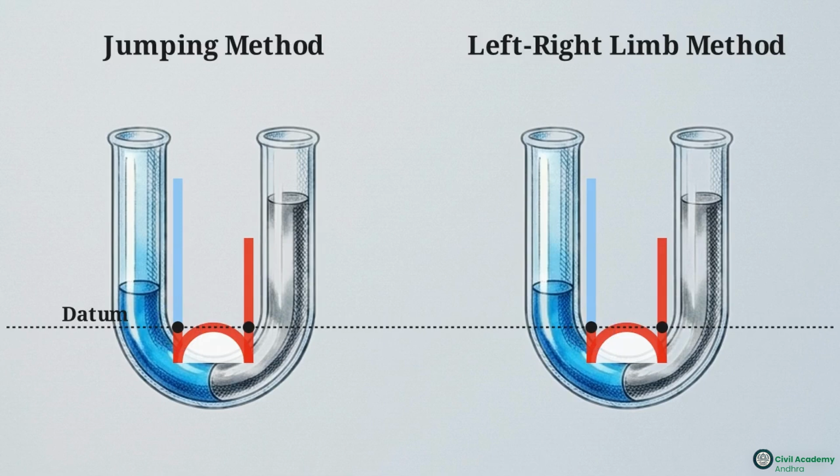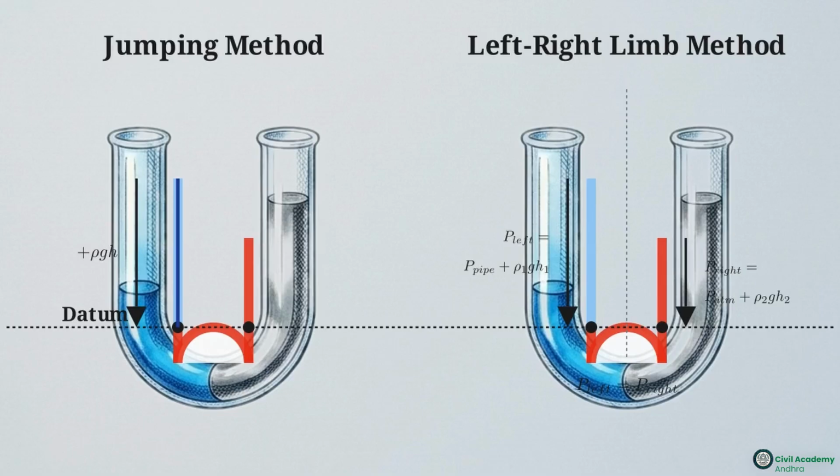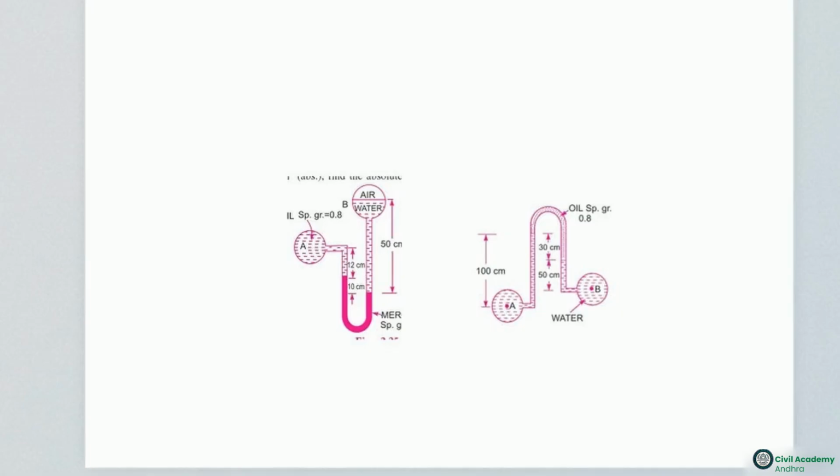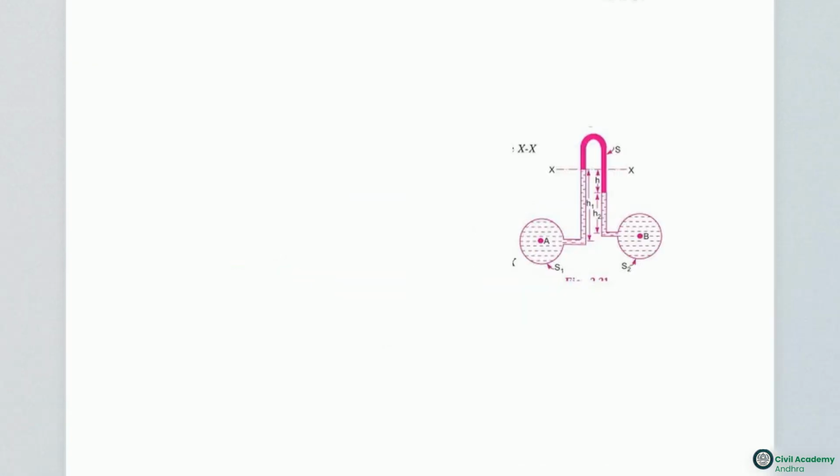Next, evaluate the fluid columns above that line. Moving downward through a fluid adds pressure, so you use positive rho g h. Moving upward subtracts pressure, so you use negative rho g h. Let's test this instantly. This schematic shows a differential manometer comparing an oil pipe to a water pipe using a mercury bend. Grab some paper, pause the video, and write out the balancing equation using the datum rules we just established.